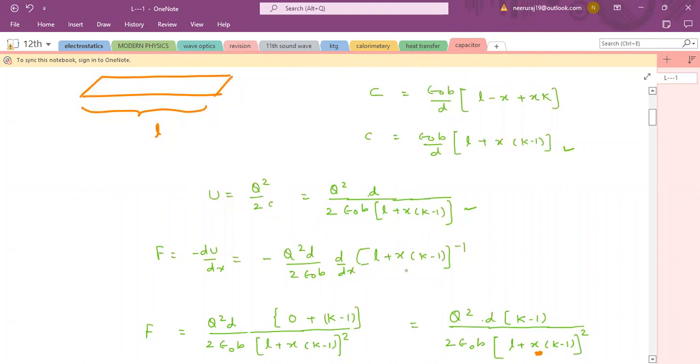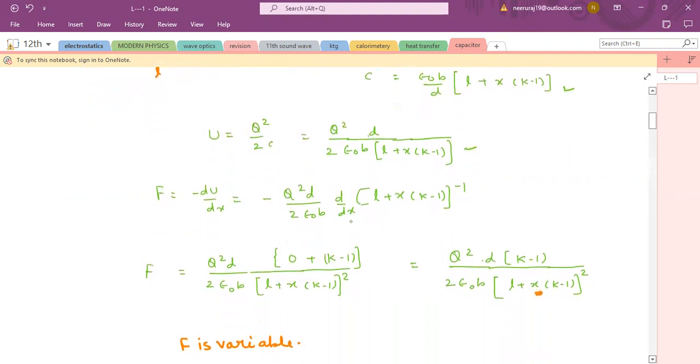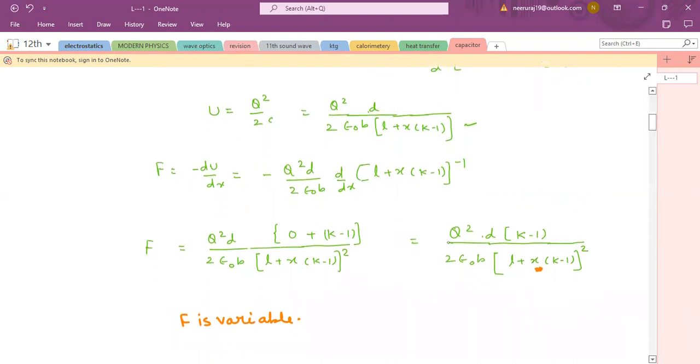So I took it to the power minus 1, then I differentiated this. Now you can see how the differentiation is done, and this much is the force. If you see this force, it depends on x. This is a variable force, not a constant force. You just need to know this. I have done the calculation, you can see it, and you can do it yourself also.